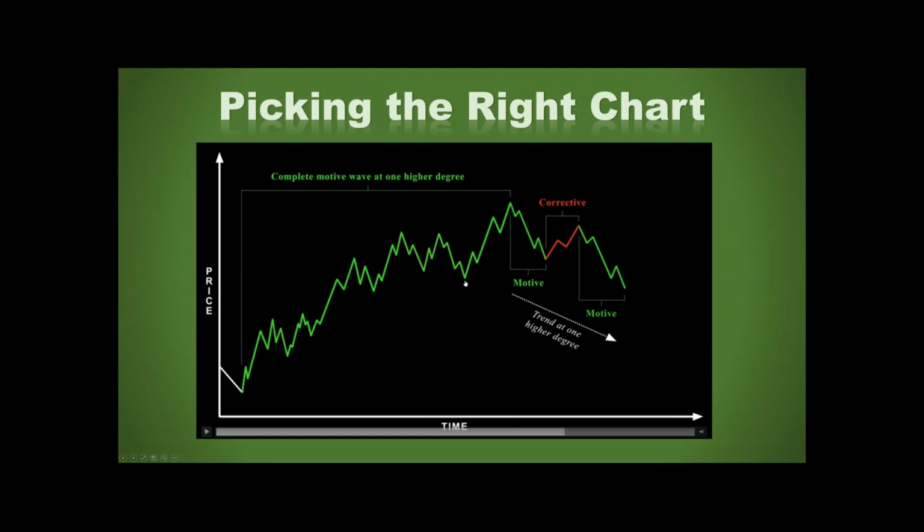For example, in an impulsive structure, the fourth wave cannot overlap into the price territory of wave 1. Wave 2 can't trade below the origin point of wave 1. Wave 3 cannot be the shortest wave. There are just certain things that you need to be familiar with, and then make sure that your counts are obeying those rules and guidelines. So hopefully that answers your question.